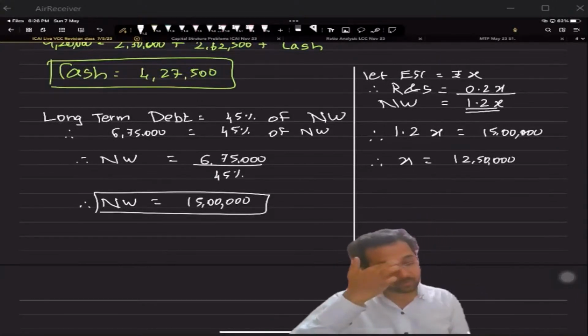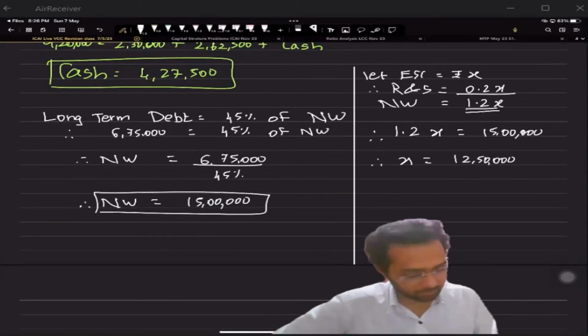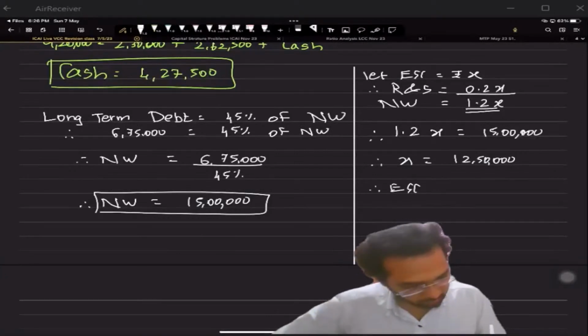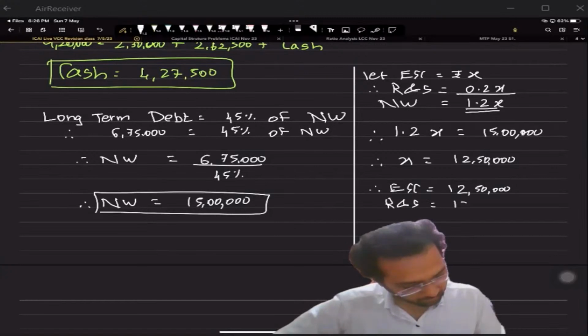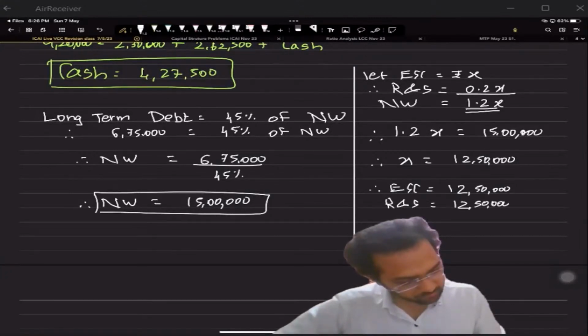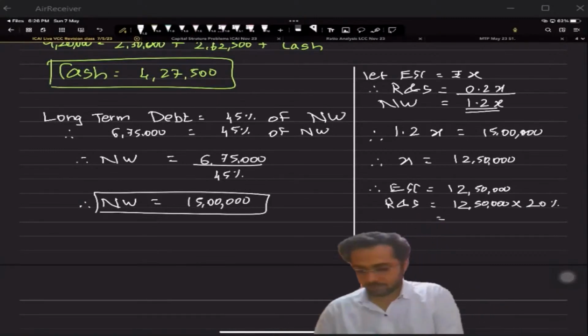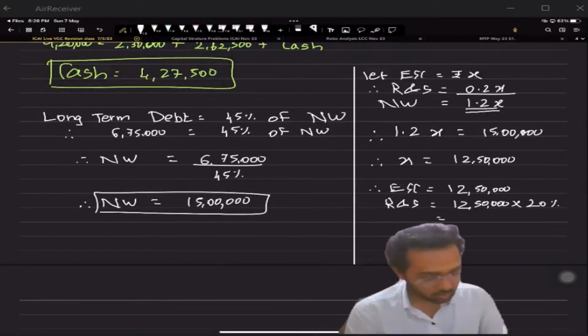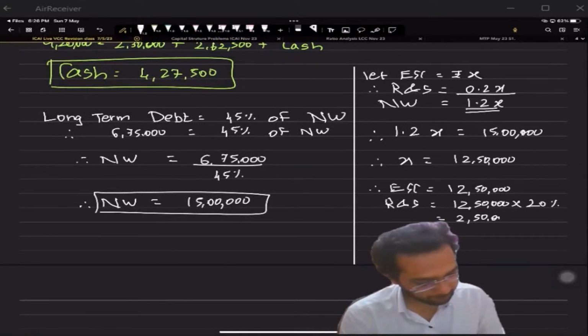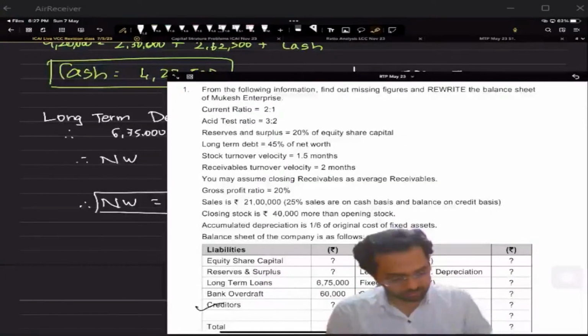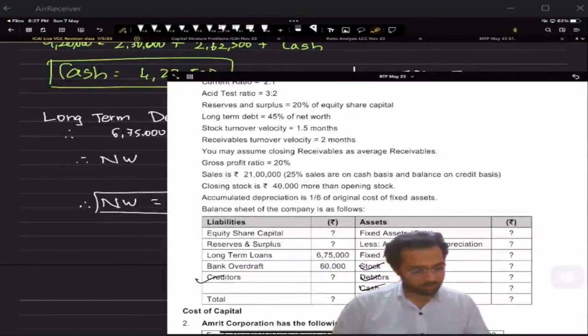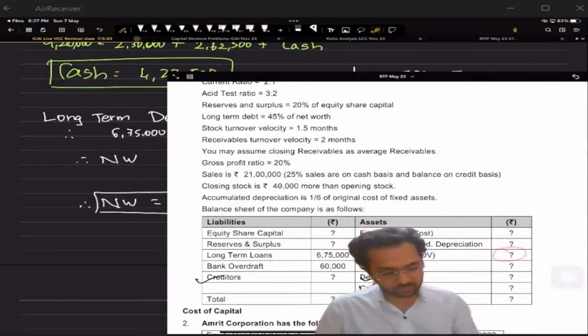Right? So what have we taken x as? We have taken equity share capital to be x. So we can say, therefore, equity share capital is 12,50,000, and reserves and surplus will be 12,50,000 into 20%, which is 2,50,000. Equity share capital, reserves and surplus. We got it. These two figures. Now the only thing left out is the fixed assets.